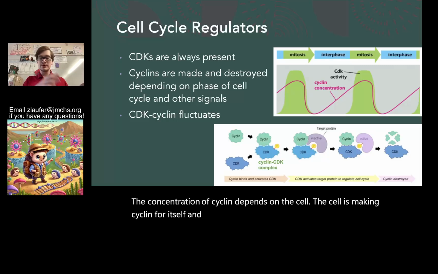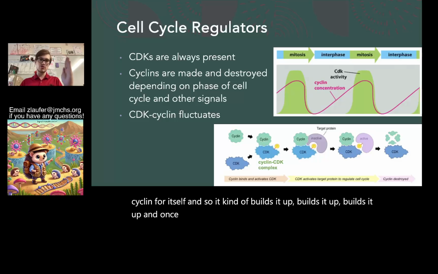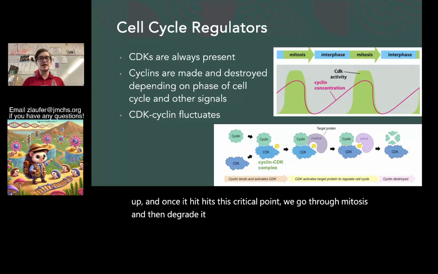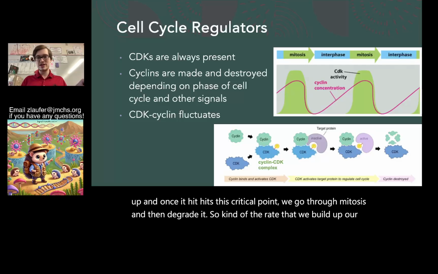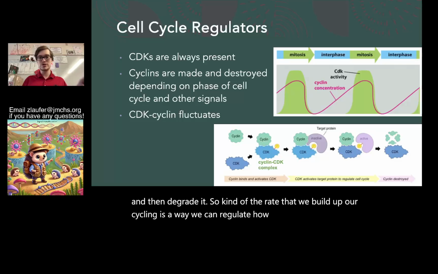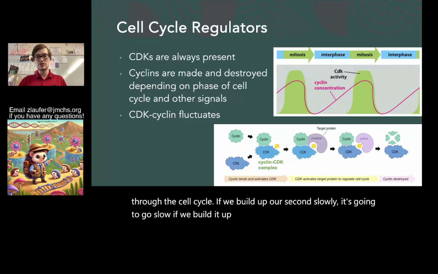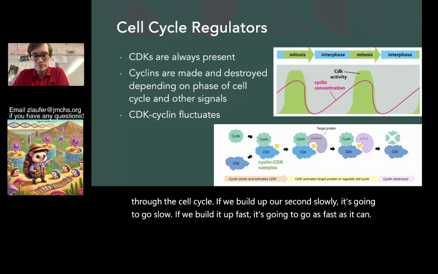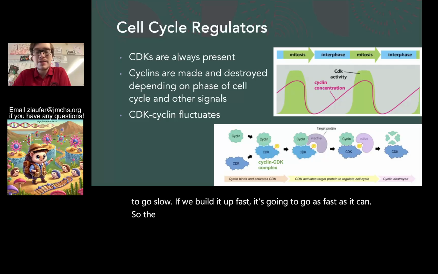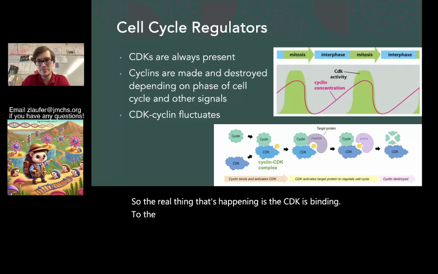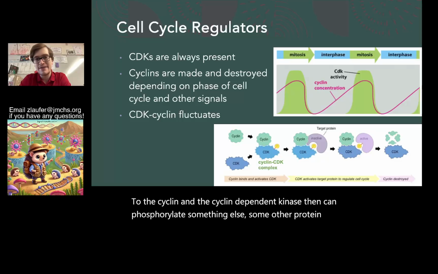The cell is making cyclin for itself. And so it builds it up, and once it hits this critical point, we go through mitosis and then degrade it. So the rate that we build up our cyclin is a way we can regulate how fast something is going to go through the cell cycle. If we build up our cyclin slowly, it's going to go slow. If we build it up fast, it's going to go as fast as it can. So the real thing that's happening is the CDK is binding to the cyclin, and the cyclin-dependent kinase then can phosphorylate something else, some other protein that's going to have a role in the cell cycle.